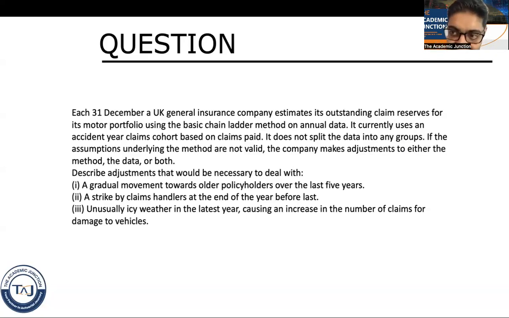I made one good point as well initially, which was reported triangles, and that's also a valid answer. If the reporting of claims is not impacted, you can always move to a reported claims triangle, provided there are no issues, and since it's a motor portfolio, it's not a long tail. A majority of the portfolio is not long tail, so you can move to reported claims.